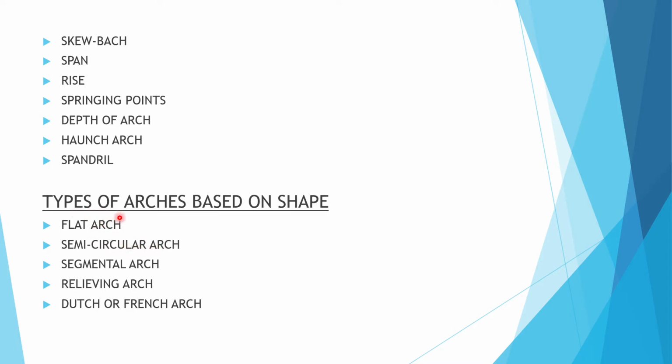In Module 3, in our chapter, types of arches. Types of arches based on shape curve. First one, flat arches. Second one, semicircular arches. Third one, segmental arches. Fourth one, relieving arch. Fifth one, Dutch or French arch.